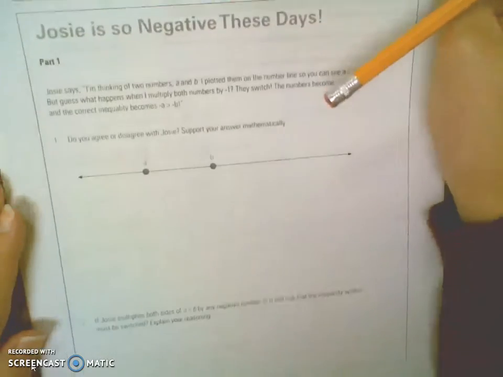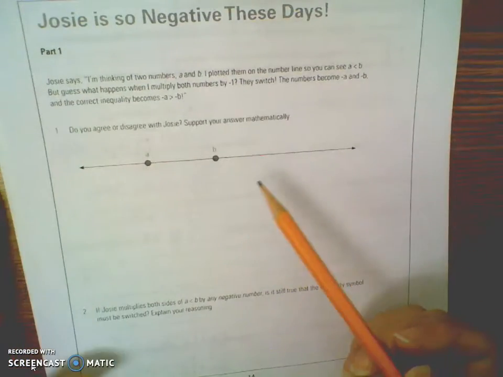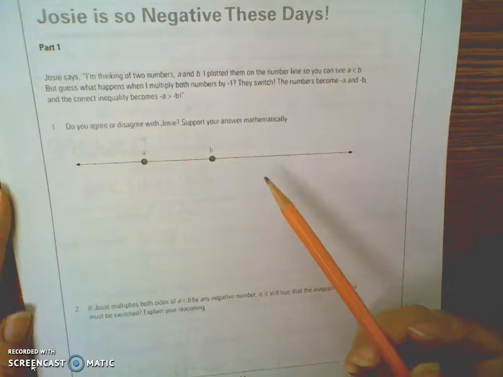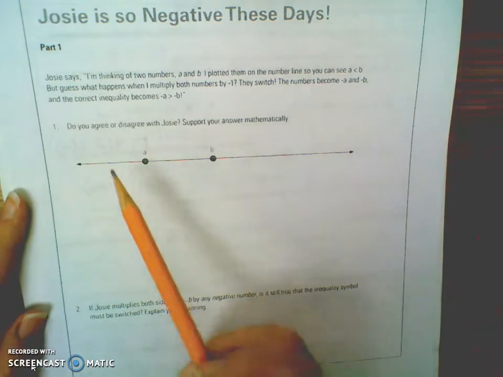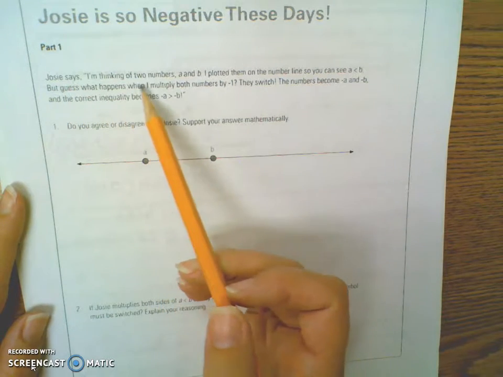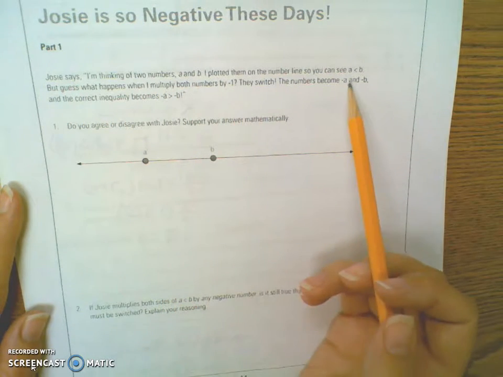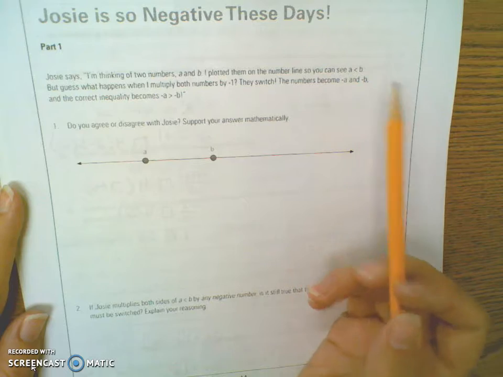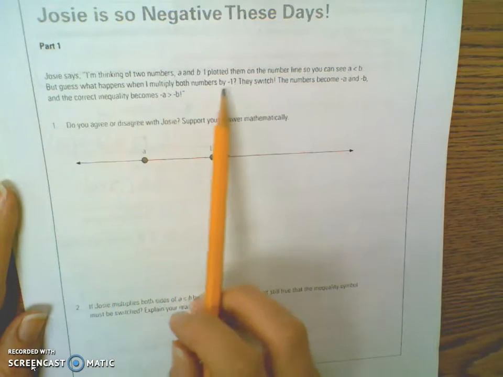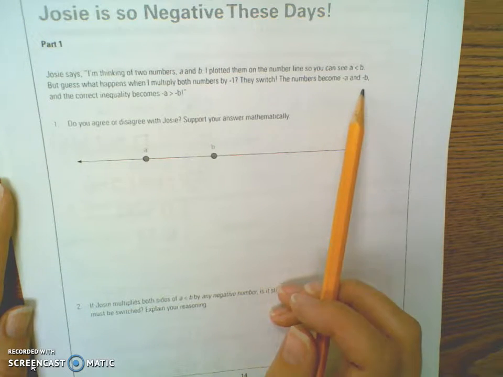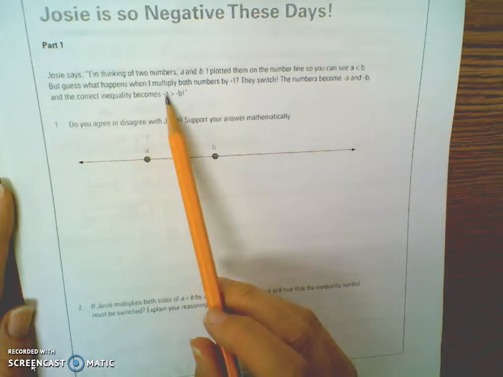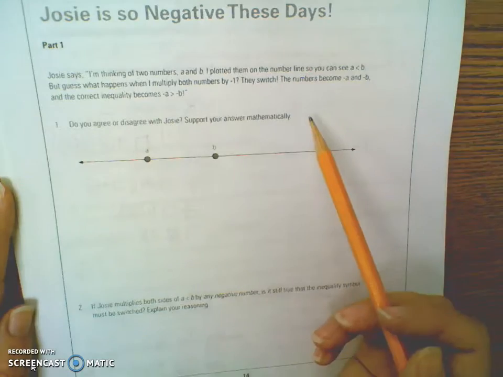So first we're going to take a look at a situation. It's kind of the idea of why we have to switch the sign when we multiply or divide by a negative number. So Josie says, I'm thinking of two numbers, A and B, and I plotted them on the number line so you can see A is less than B. But guess what happens when I multiply both numbers by -1? They switch. The numbers become -a and -b, and the correct inequality becomes -a is greater than -b.